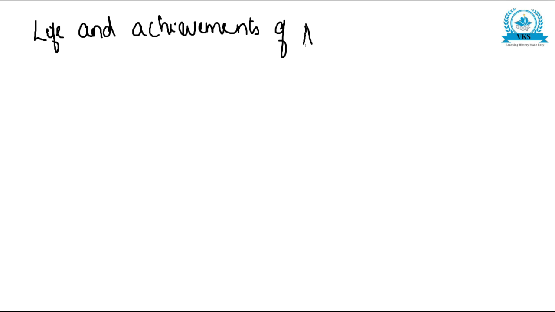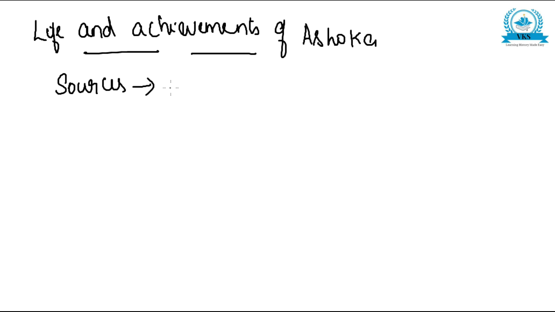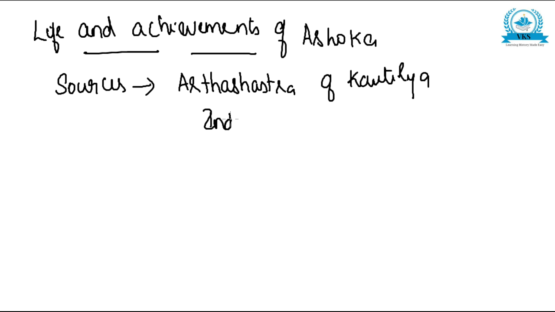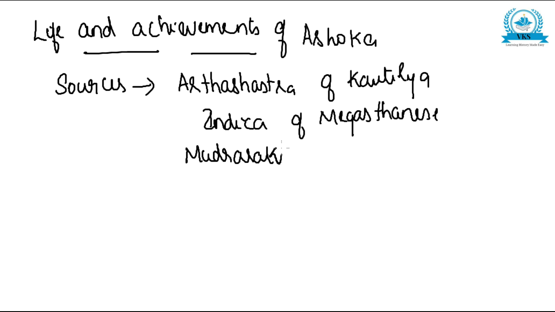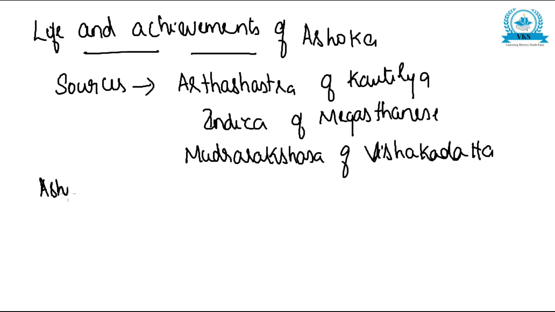In this answer, first we will write about the main sources which give us information about the Mauryas. One is Arthashastra of Kautilya, then Indica of Megasthenes, and Mudra Rakshasa of Vishakadatta. These are the important sources which give us information about the Mauryas. Then let us start with Ashoka. He was the greatest ruler of the Mauryas.